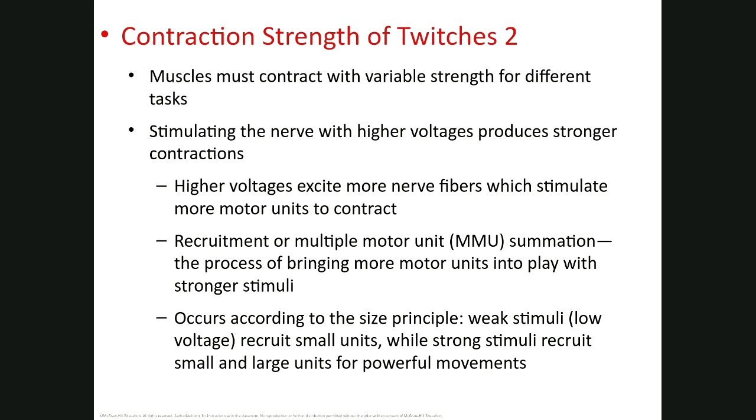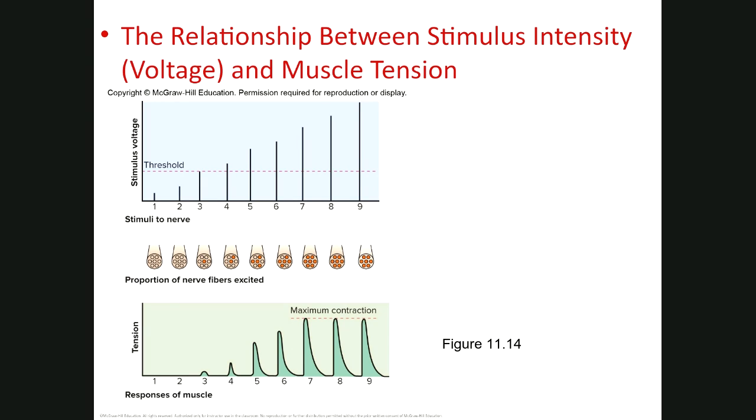Higher voltage excites more nerve fibers, which makes sense. And the more motor units you include or contain, the more the power is, or the stronger. Weak stimulus recruits smaller units, while strong stimulus can attract and call in more larger units for more strength and power.